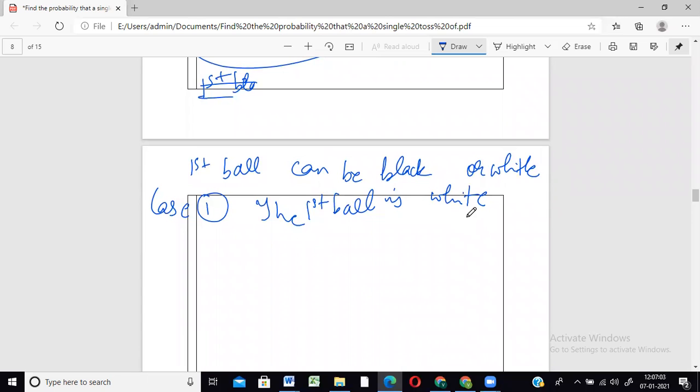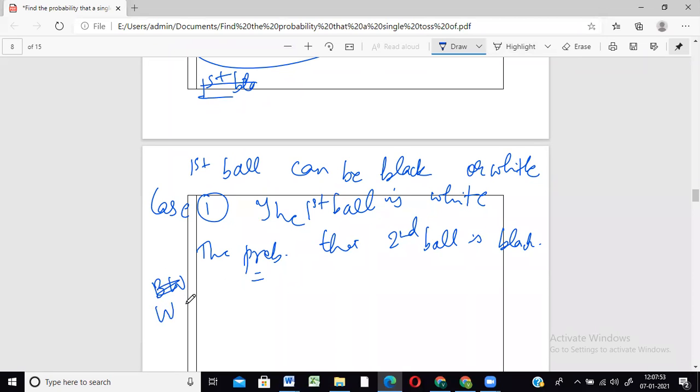So if the first ball is white, what is the probability that the second ball is black? Okay, so how will you find this out? Second ball is black means, suppose this is your probability of B, correct? Your second ball is black, all right? When the first ball is white, okay? So how will you do this one? Yes, please remember they're telling you the first ball is white, the second ball is black, okay?